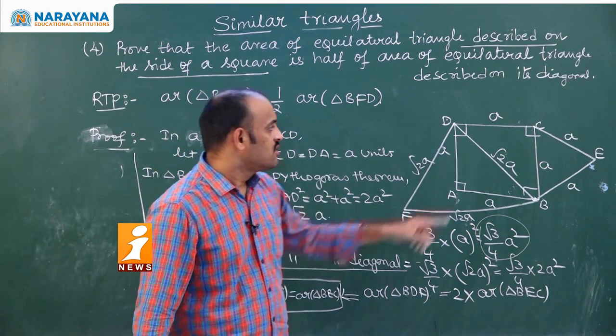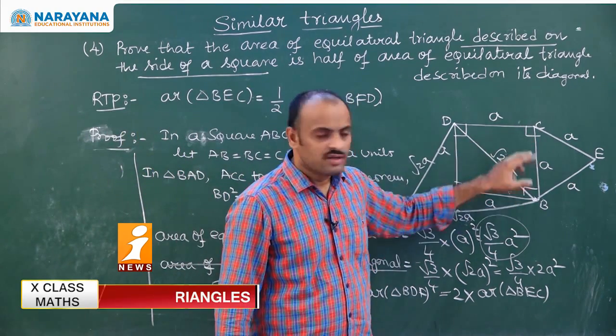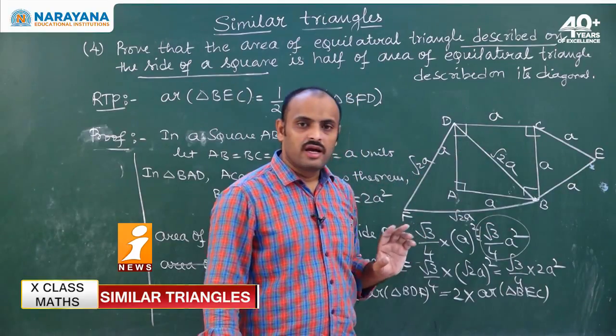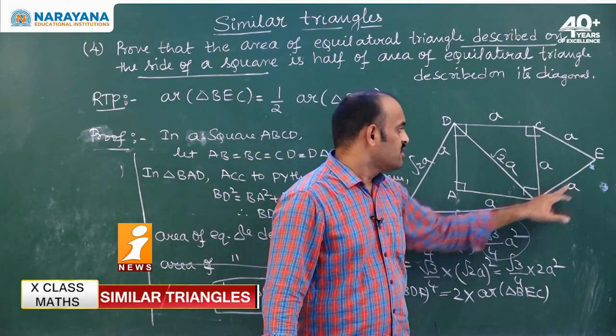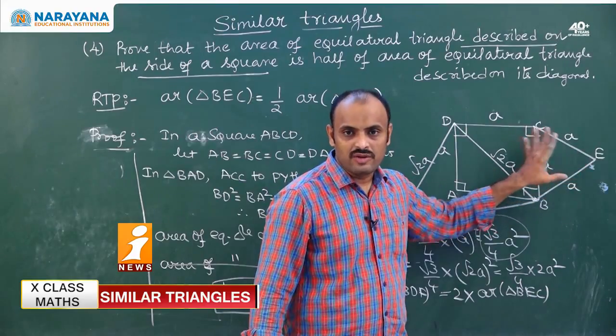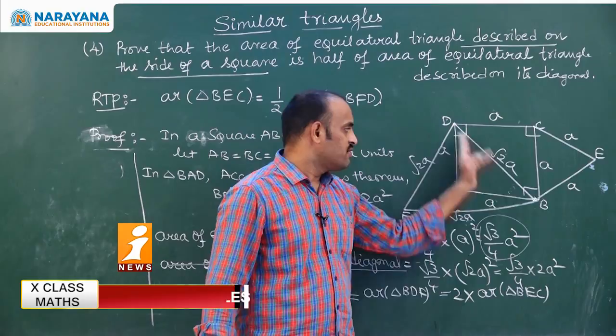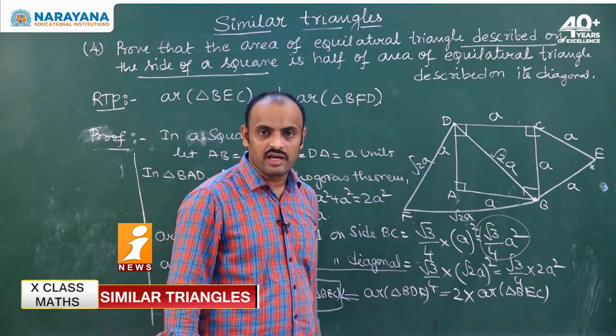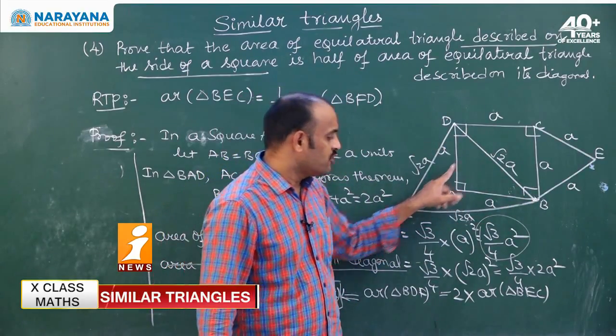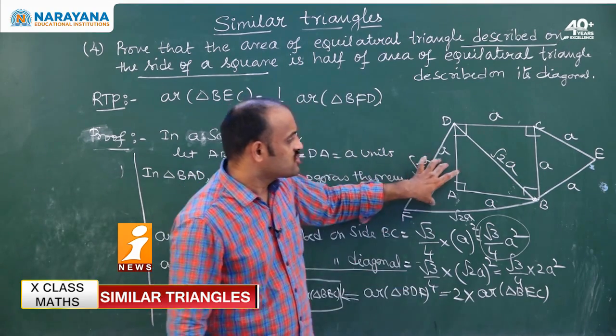So what we have done: first we have drawn the square with the sides A, and on one of the sides we have drawn an equilateral triangle, and then on the diagonal we have drawn another equilateral triangle. Then we have found the relation between these two areas.